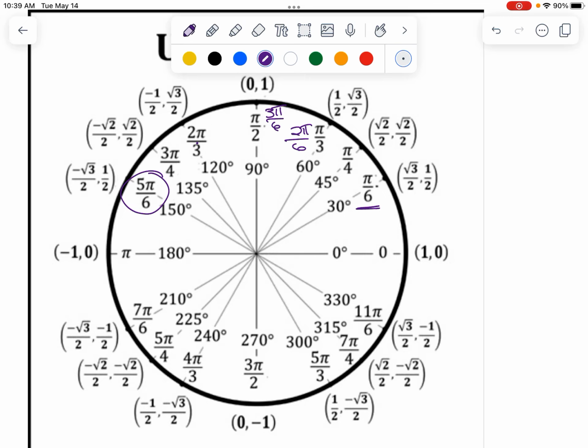Similarly with pi over 4. If I was looking at pi over 4 here, this is the same as 2 pi over 4, 3 pi over 4, 4 pi over 4, 5 pi over 4, 6 pi over 4, 7 pi over 4, and then we would be back to 8 pi over 4 over here. So just seeing the patterns in the unit circle. You don't have to memorize the unit circle, but recognizing the patterns is really helpful.